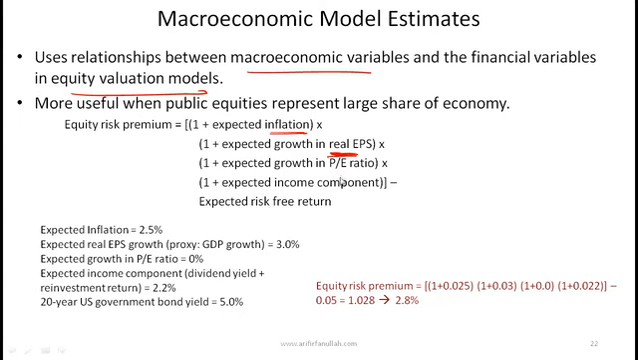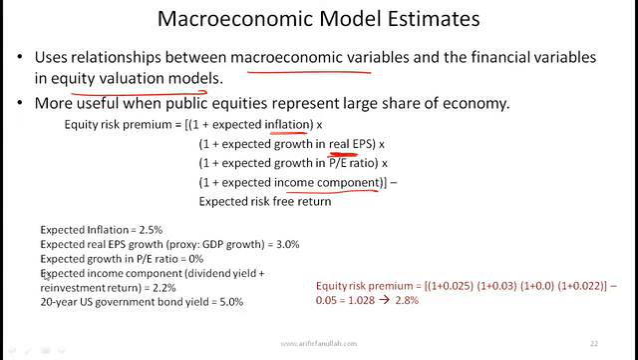If you are expecting PE ratios to go up, what do you think that will do to the equity risk premium? It will increase. Plus 1 times the expected income component, that's your dividend yield, minus the expected risk-free rate. This will give you your equity risk premium based on a macroeconomic model. So make sure you know this. There are questions at the back on this.